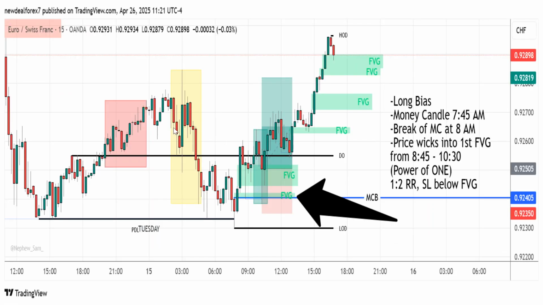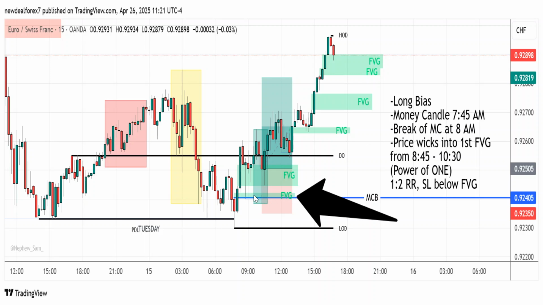Okay, here's another one. Let's see here. Prior day low is right here. This was a Tuesday. Okay, so we got that. We had a long bias. Where's our money candle? It's right here. Okay, right here. Money candle happened at 7:45 a.m. So now, where's the first fair value gap? I'm only looking for one. It's this one right here. All right, so this is my trading zone. That's all this is. It's a trading zone.